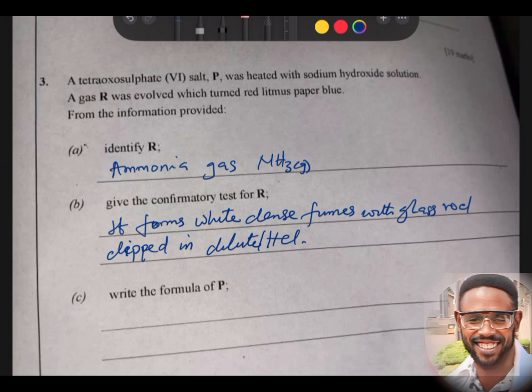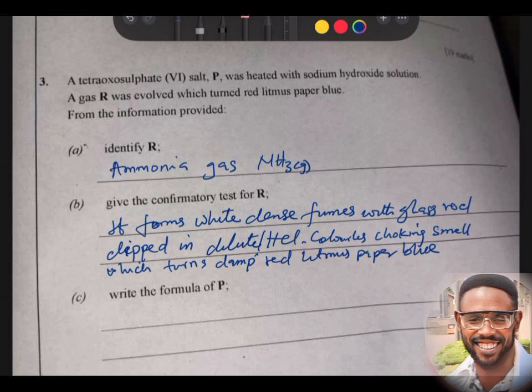Okay, they say confirmatory test again, and they mentioned it there. You can say the gas has a choking smell and is colorless. It's a colorless gas with a choking smell, which turns damp red litmus paper blue. You put moist or damp there. They have mentioned it there, but I advise you say that first one.